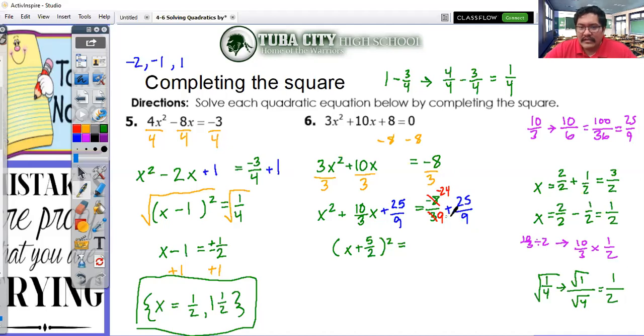Now let's go ahead and subtract, or add it in this case. Well, 9 over 9 is going to be 9. 25 minus 24 is going to be 1. Okay, not too bad. We have our new number. Let's go ahead and take the root of both sides. So take the root here, take the root here.